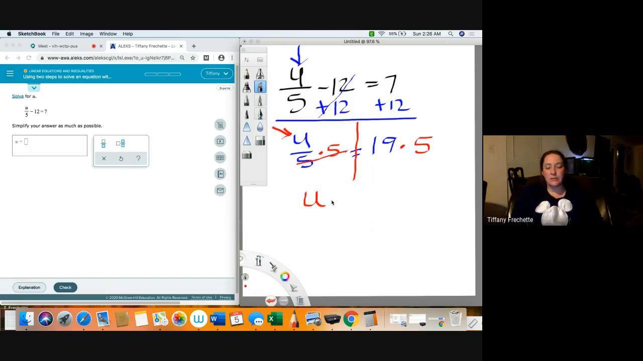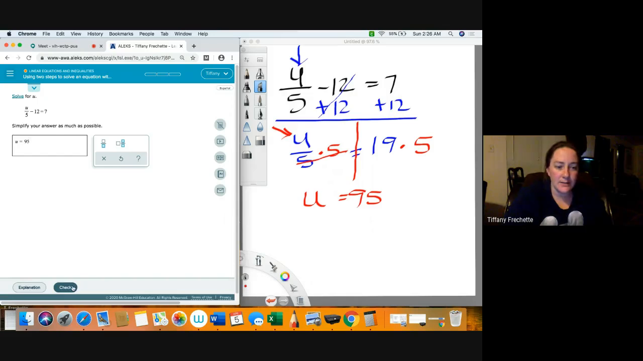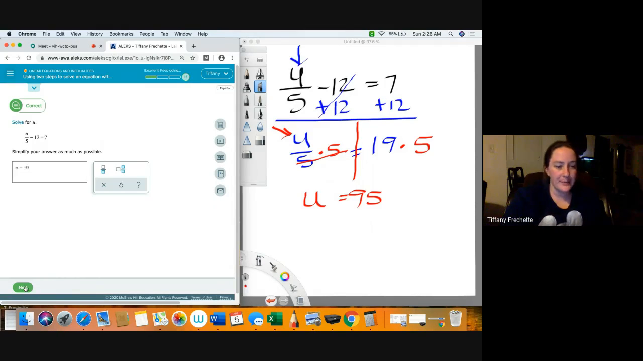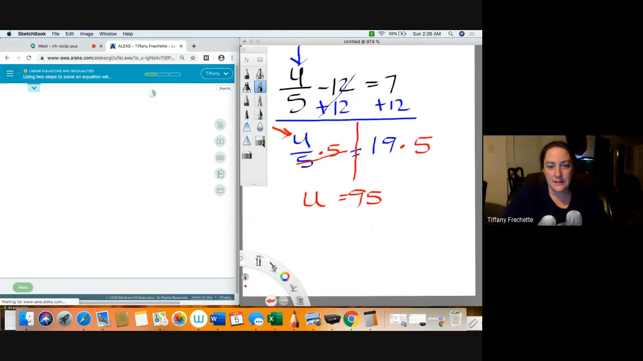Technically, there's a 1 there, but you do not have to write 1u. In fact, the system will tell you you don't have to write the 1 in front of it. So then we have this on here, and we have 19 times 5, which I believe is 95. Yes. All right, so we get 95. So u is 95. And we're going to click check. Ta-da! Yay! All right, one more of these.